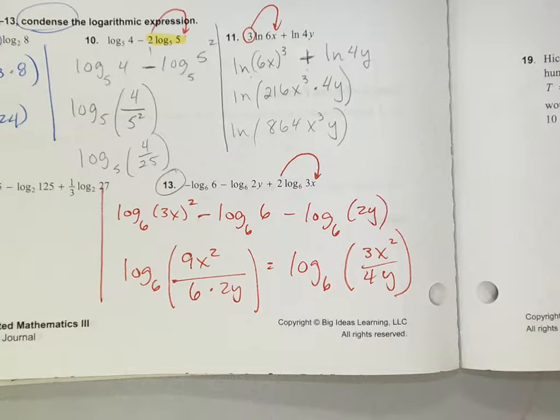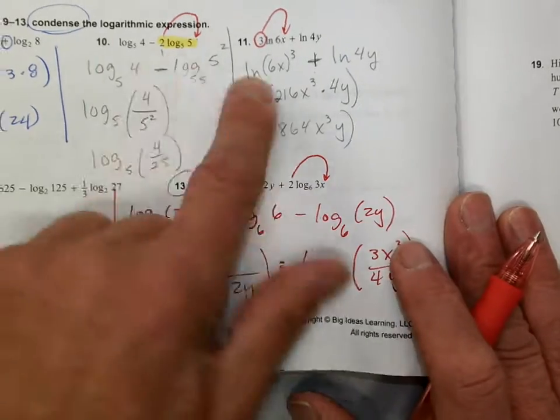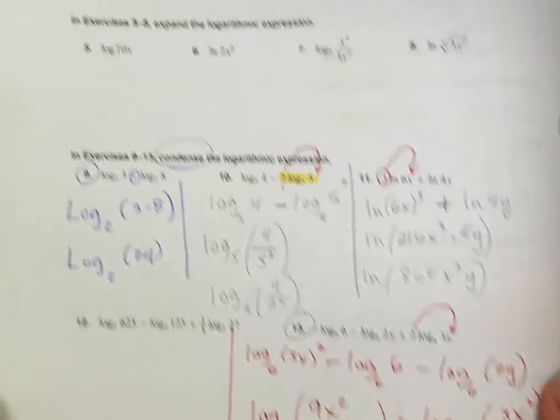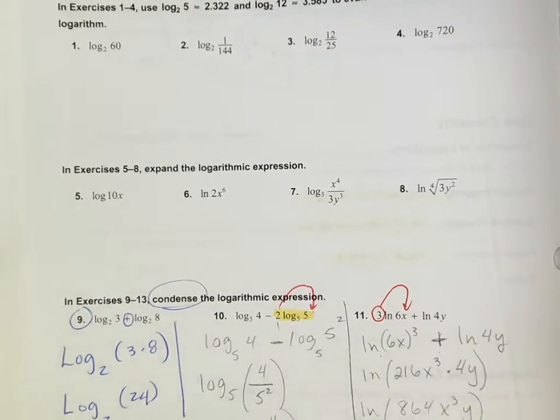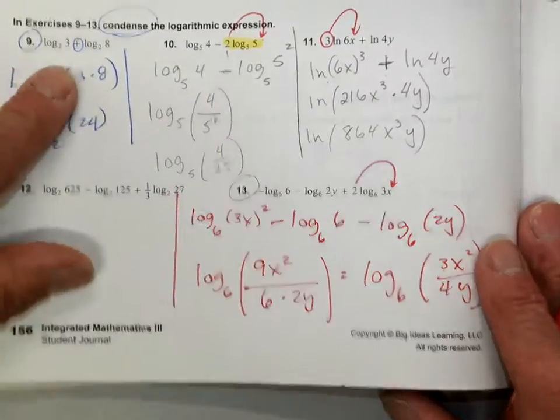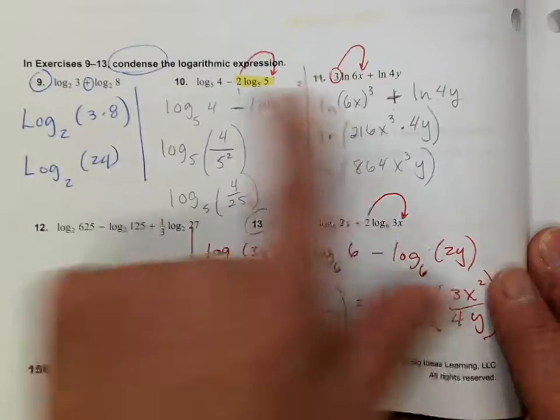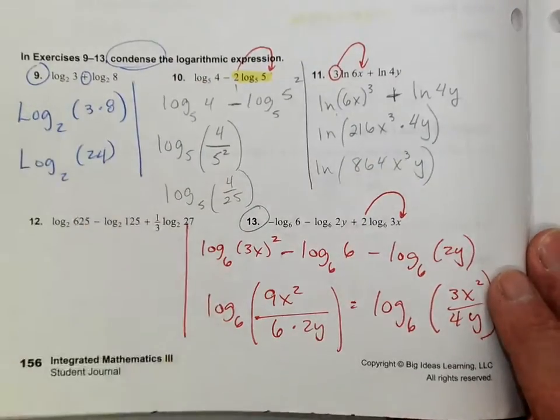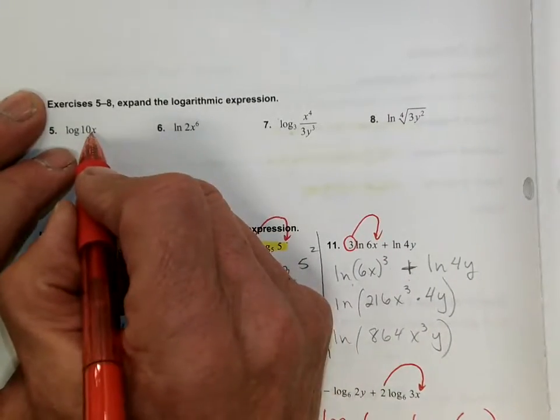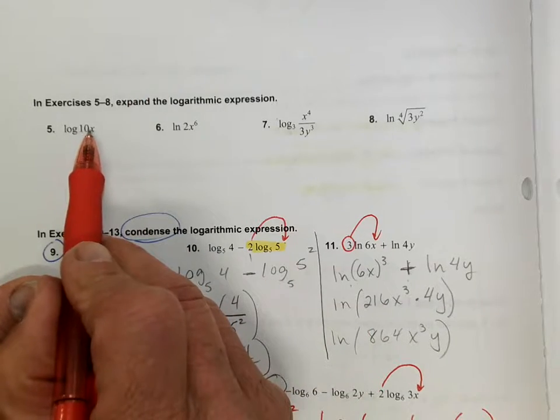Cool. Now, if we can condense it, then we can spread it out. So let's make 5, 6, 7, and 8 look like this. Let's see what we got. Now, you don't see it, but it's there. There's a times sign between the 10 and the x.